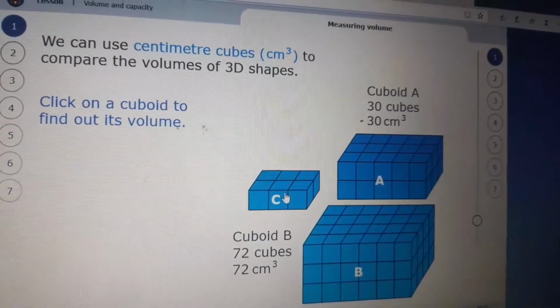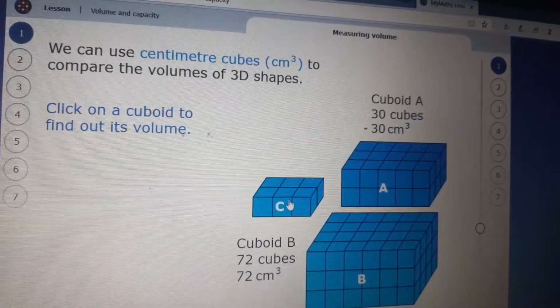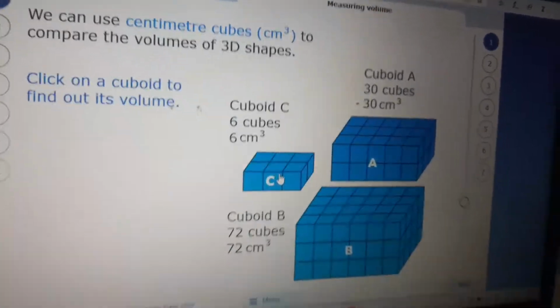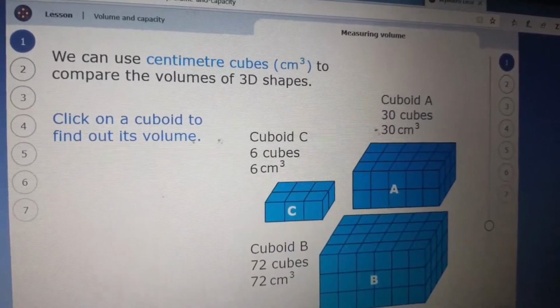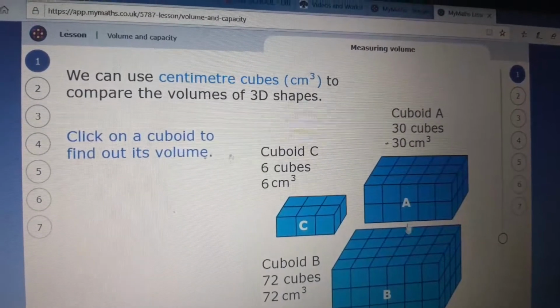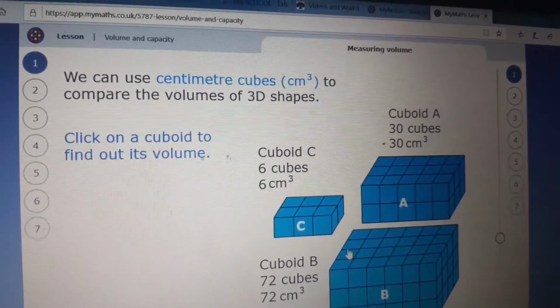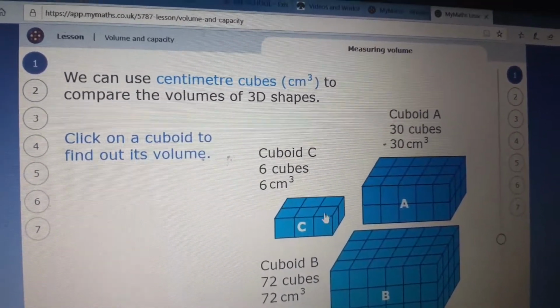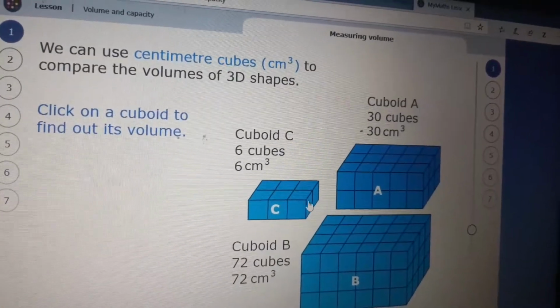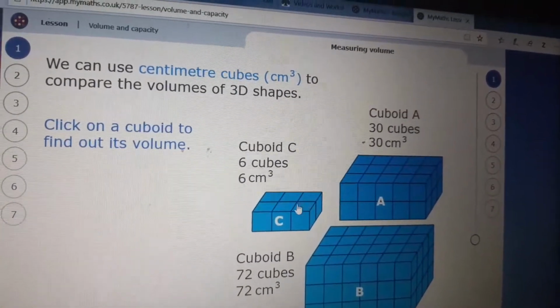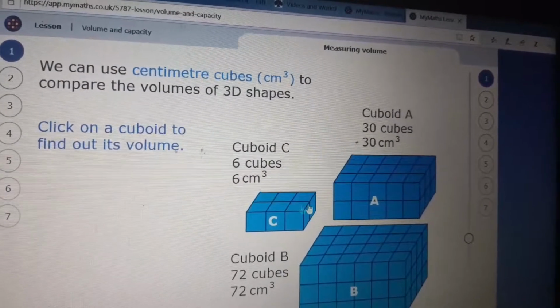And cuboid C is very small. There's only 6 in cuboid C. So you can tell the volume of each cuboid by just filling it up with cubes. And we're going to look at another way. Basically, that's what happens: you fill up a cuboid with cubes. But there's obviously a quicker way to do it.